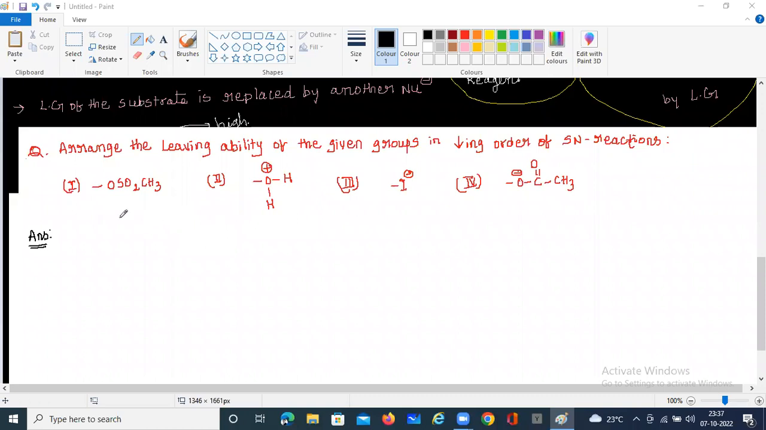Okay guys, so let us check this question. Here we need to arrange the leaving ability, the leaving power, of the given compounds. Four compounds are given, and we should arrange them in the decreasing order of nucleophilic substitution reaction.